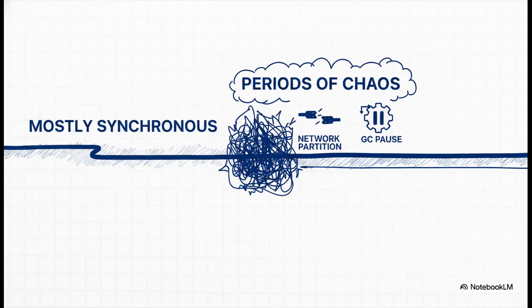So if one model is a total fantasy and the other is an impossible nightmare, what do we actually do? Well, we use the model that pretty much all real-world systems are built on, the partially synchronous model. This is the practical, real-world compromise. We basically assume that most of the time our system is pretty well behaved and predictable. But, and this is so important, we also have to design for those moments of pure chaos when all bets are off. Think a major network outage, or a system-wide stop-the-world garbage collection pause.